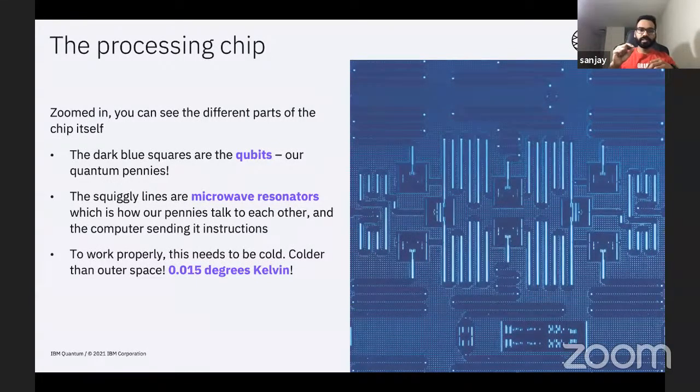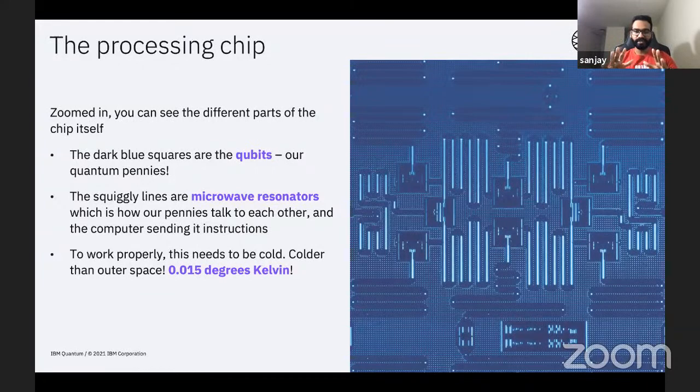The dark blue squares are the qubits, the quantum dots. And the squiggly lines are like microwave resonators, which is how our qubits talk to each other, and the computer is sending its instructions. To work properly, it needs to be very cold. It should be colder than outer space. A quantum computer actually requires a very low temperature, like 0.01 degrees Kelvin.